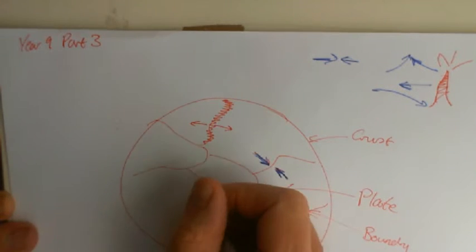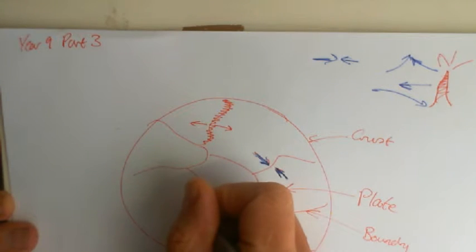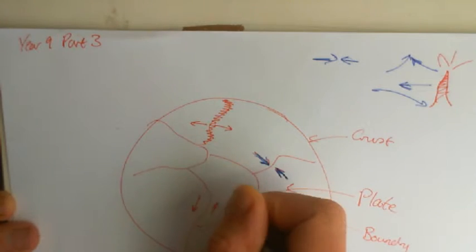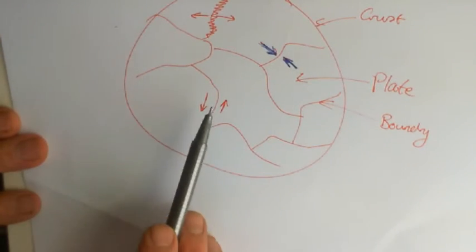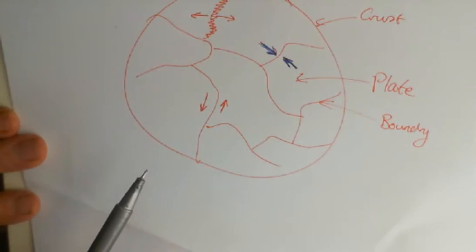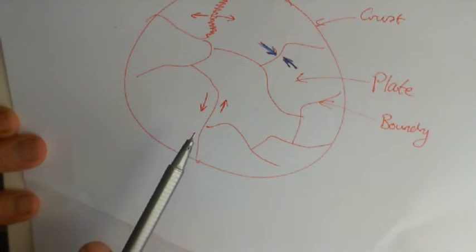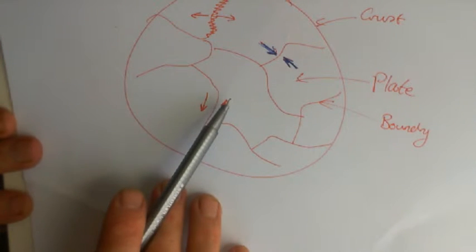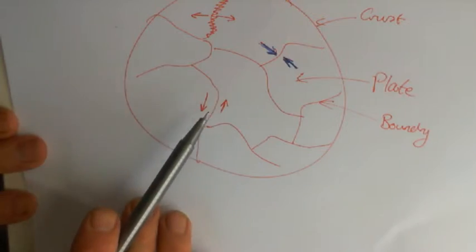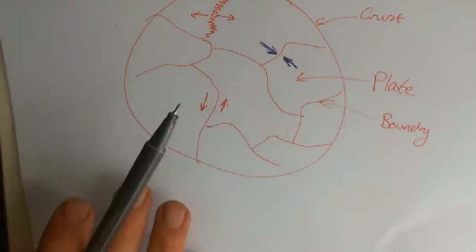Or you might have a bit of the world where you've got two plates that are just going side by side, and that is known as a conservative plate boundary. Okay, because no land is lost or gained, they're just moving past each other, and there you get a lot of earthquakes, places like the San Andreas Fault.